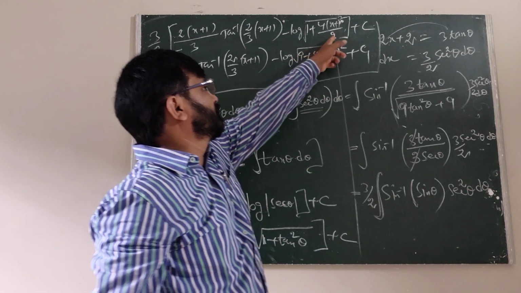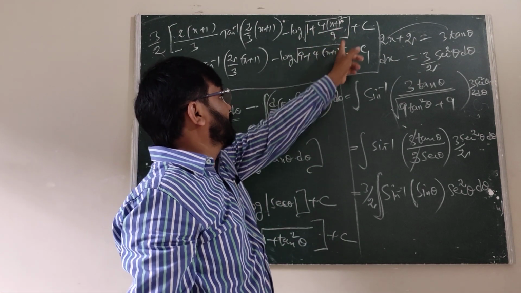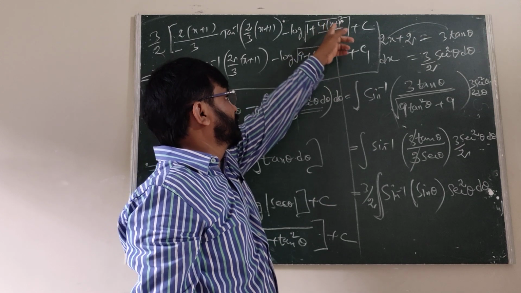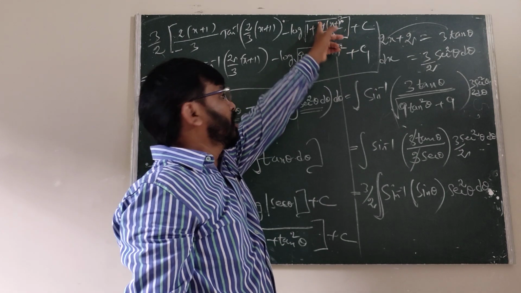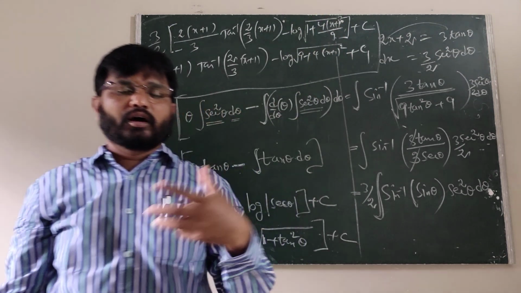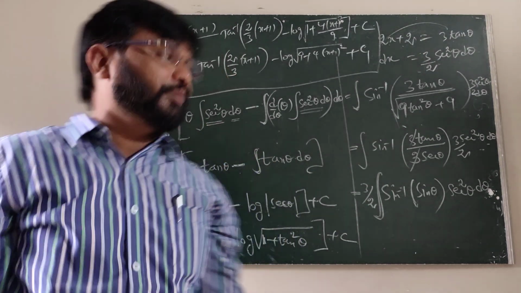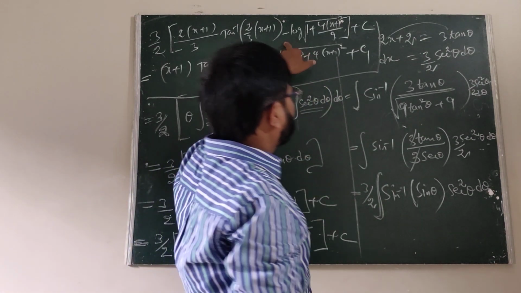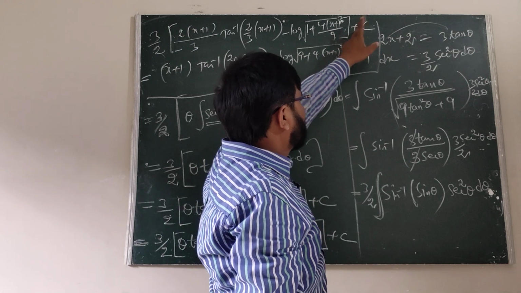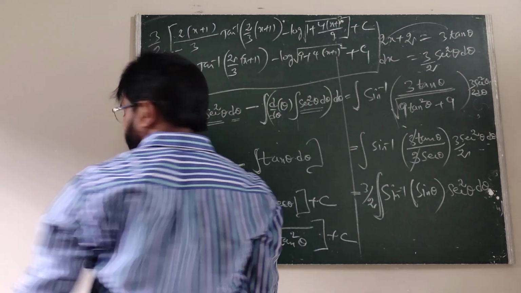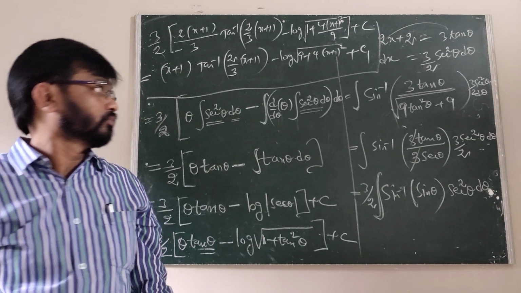Is it clear? This is 9 plus 4 into x plus 1 whole square, then the root of 9 is 3. Log of a by b is log a minus log b. Minus of minus becomes plus log 3, plus c. Constant plus constant is a constant. This is the final answer. Okay.